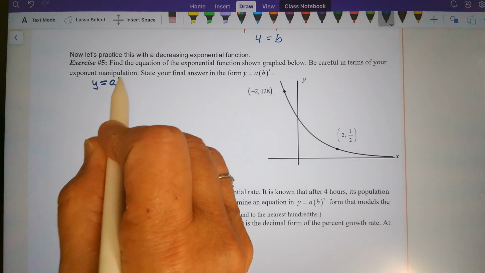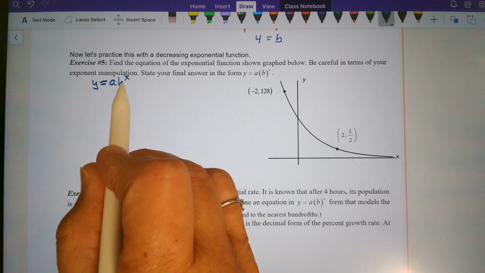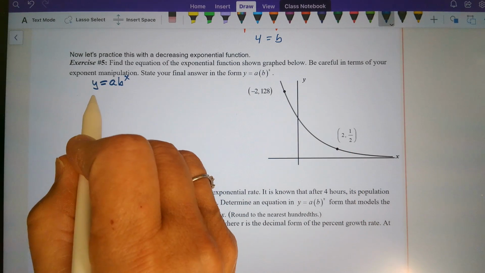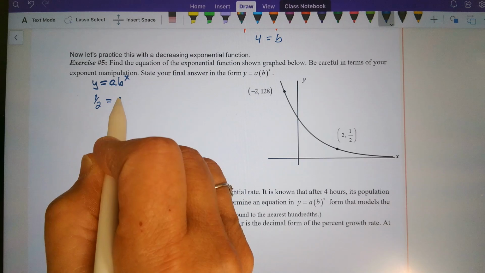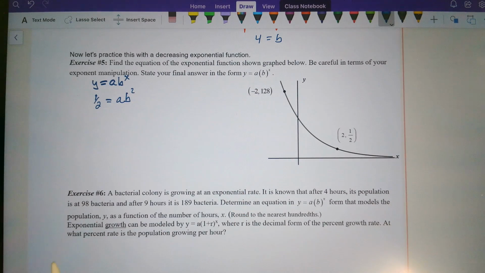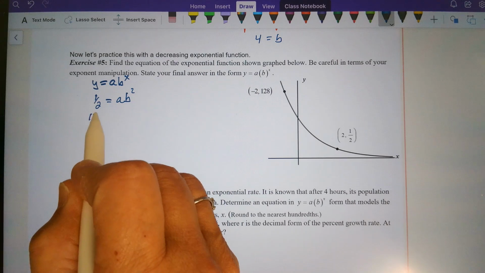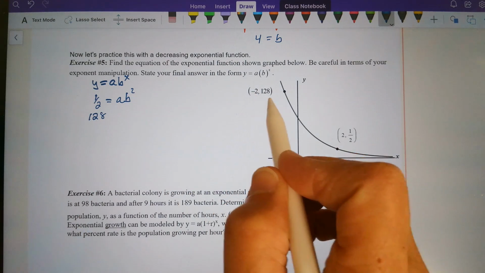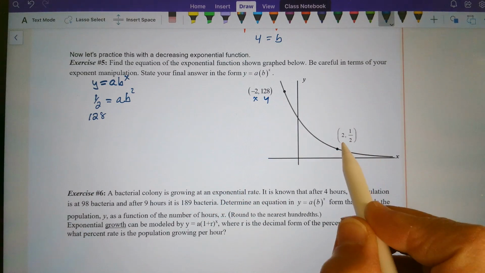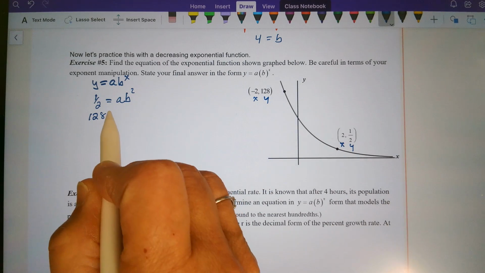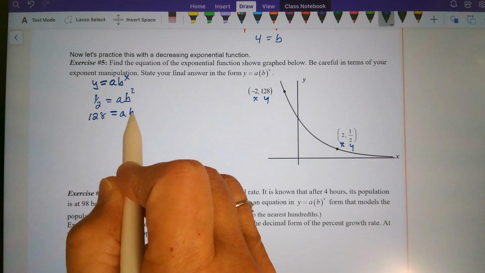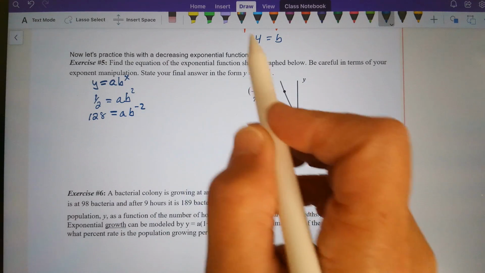Y equals ab to the x. 2 in for x, 1/2 for y. So 1/2 equals ab squared. And our other equation, -2, 128. Right? This is our x, that's our y, x, y. 128 equals ab to the -2.